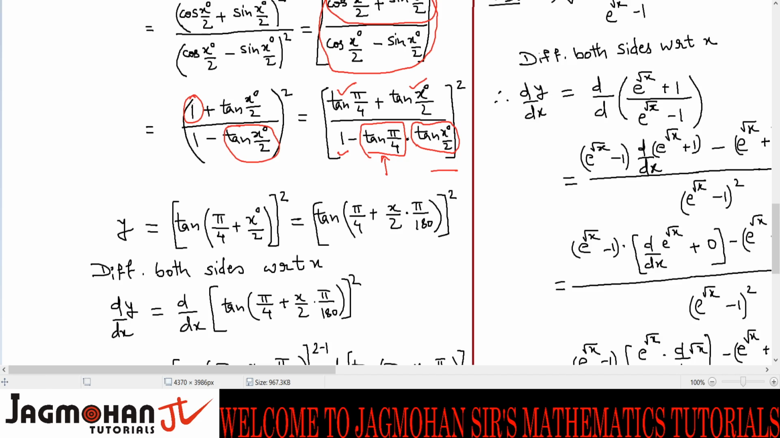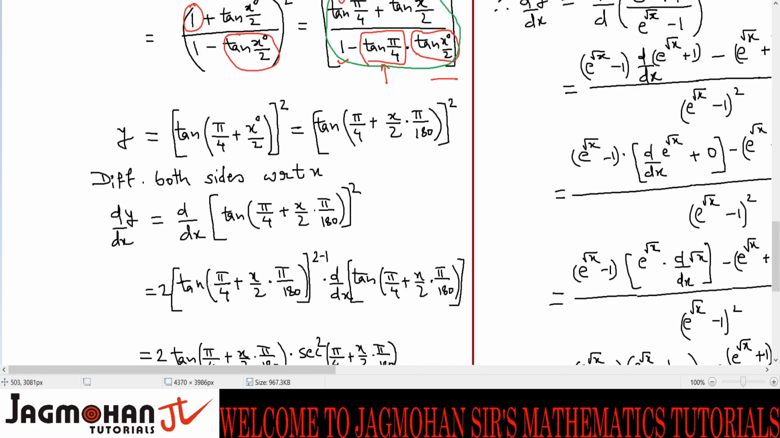But why is it done? You need to understand why I am preferring to write it this way. Because this is getting me one formula. What is that formula? The formula is tan A plus tan B over 1 minus tan A into tan B. What is that equal to, student? It is equal to tan of A plus B. So here A is pi by 4 and B is x degree by 2. So I'm getting tan of pi by 4 plus x degree by 2 the whole square.